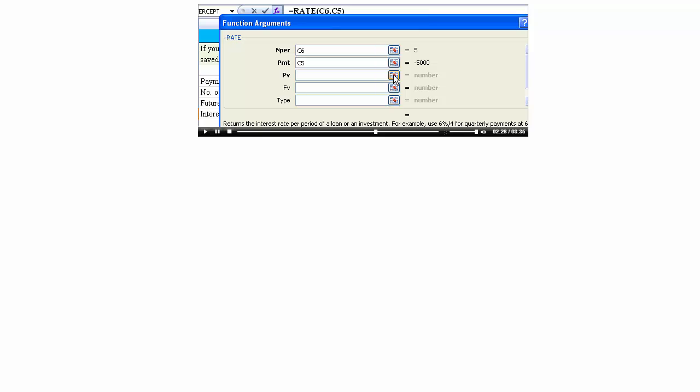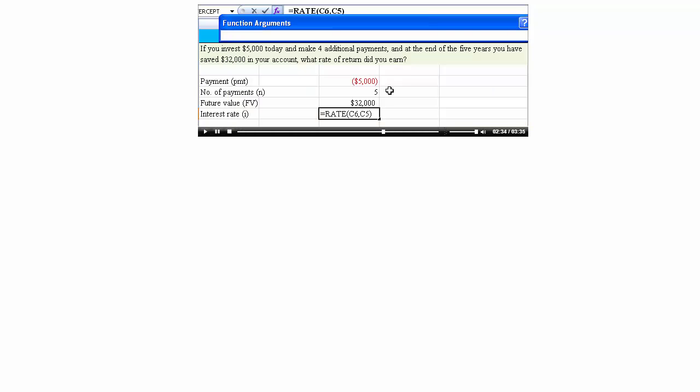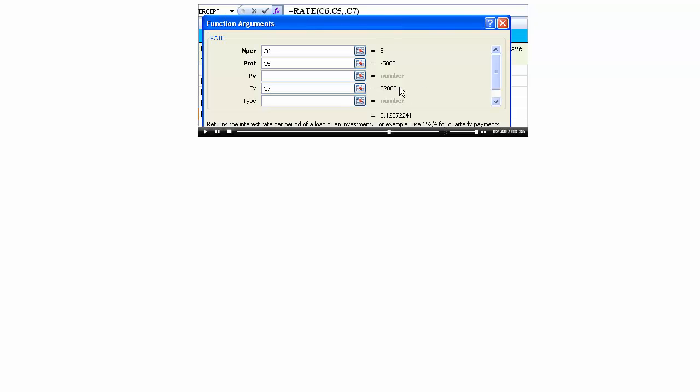Okay, the present value is really 0. Now, you could type in 0 here, or you could ignore it. We're starting off with nothing, right? And the future value is that $32,000, which is a positive number. So we'll show that down.